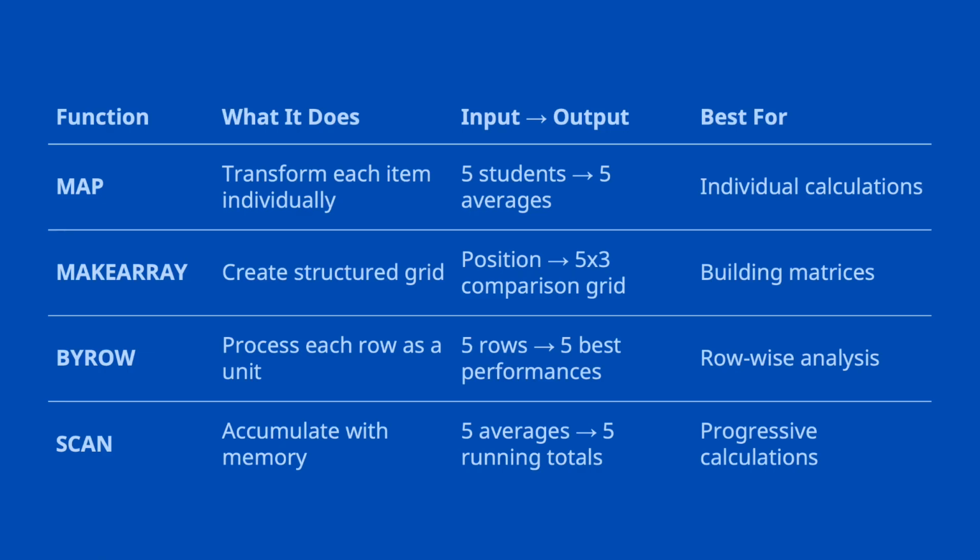So to summarize, MAP is best when you want to transform each item individually. MAKEARRAY is best for making structured grids. You will use BYROW when you want to process each row in one go, and SCAN when you want to accumulate with memory. So that's it for this video.